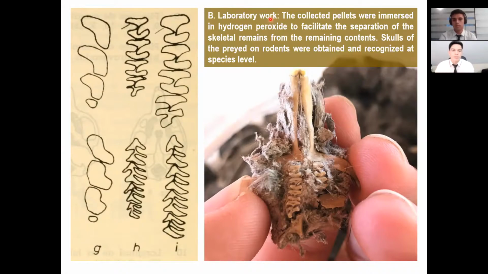For the lab work, the collected pellets were immersed in hydrogen peroxide. This was to facilitate the separation of the skeletal remains, and we took the skulls of the rodents that were preyed on, and these are the keys that I told you before. At the left, you can see the dental morphology of that rodent. It's the same that we found in the skull. So we identify at the level of species.